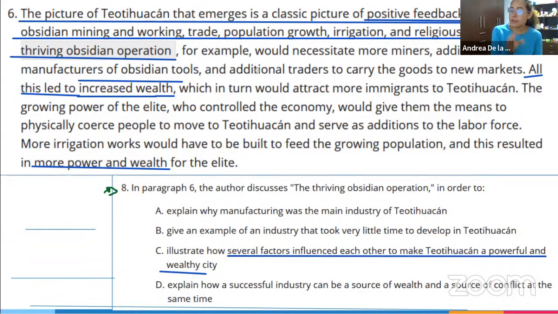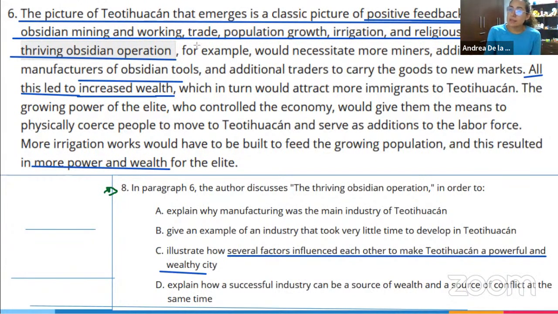So I know that this thriving obsidian operation has to be supporting the main idea, but you can ask yourselves how? How does it contribute to that main idea? Is it a piece of evidence? Is it a contrast? Is it an example? It can be many different things.